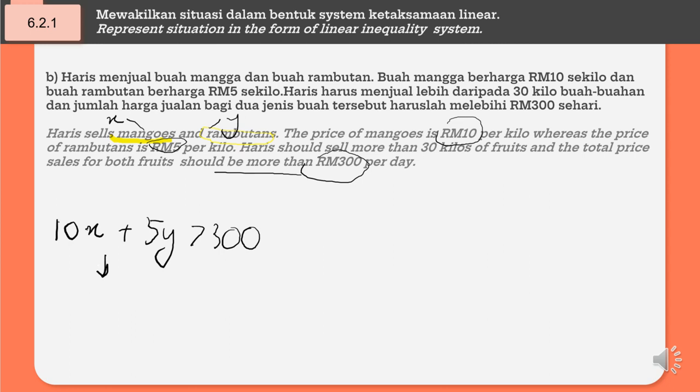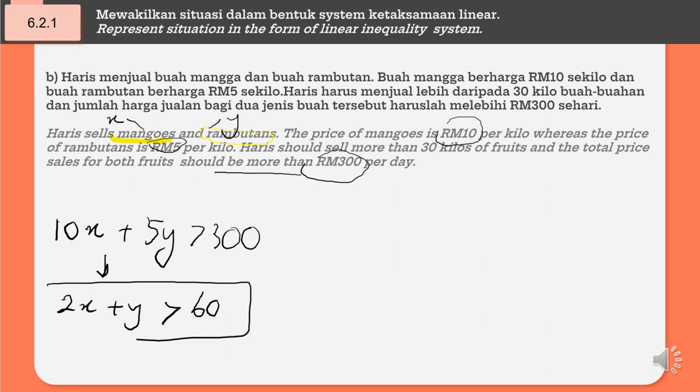Okay, so this one we can simplify, in the simplest form of inequality. We will divide everything by 5. So here we have 2x plus y more than 300 divided by 5, which is 60 here. Okay, so this is the first inequality.